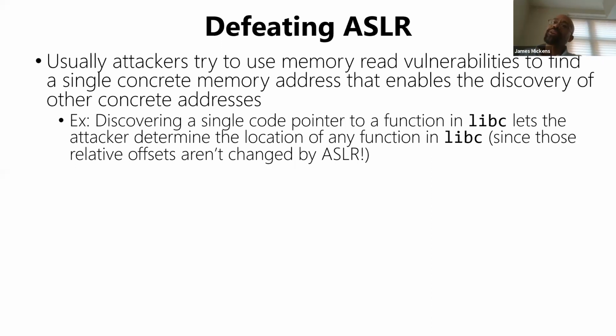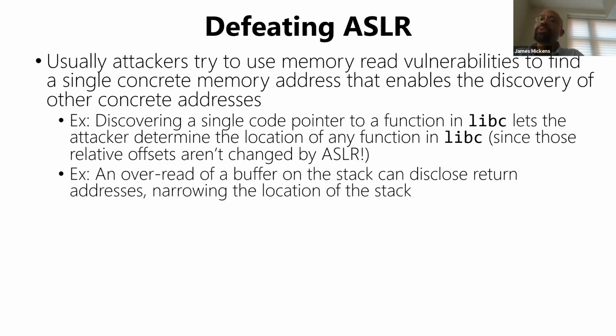So if the attacker can discover a single code pointer to any function in libc, the attacker could have calculated offline the relative offsets of other more interesting functions in libc. As soon as the attacker finds out one concrete address for a code pointer in libc, the attacker can leverage that knowledge of those offsets for other interesting functions in libc to then invoke those.